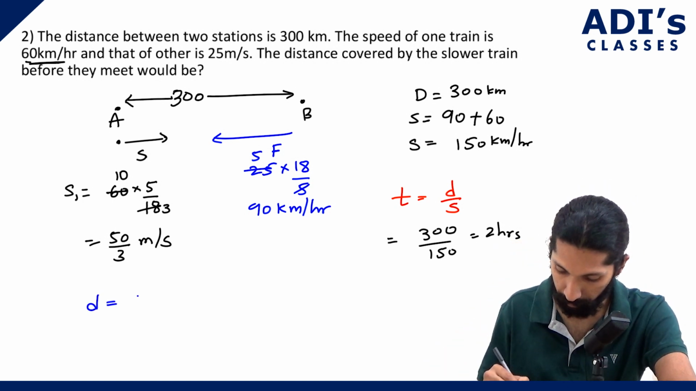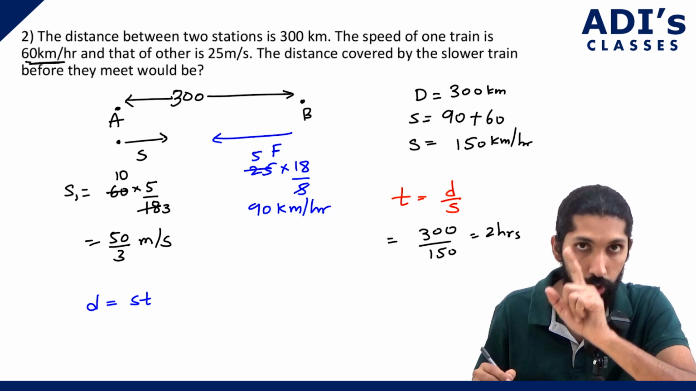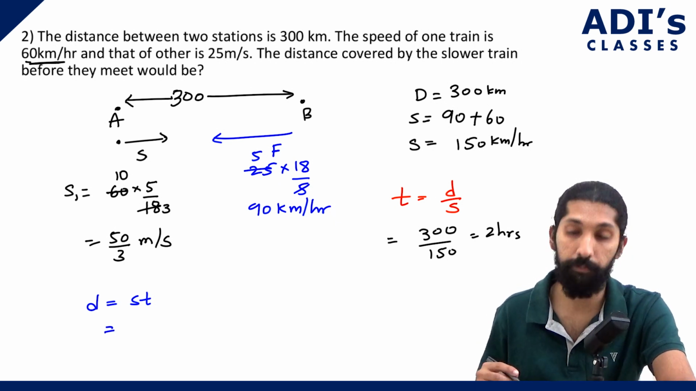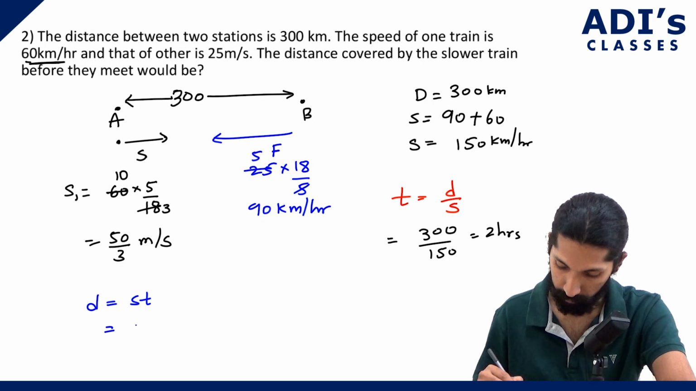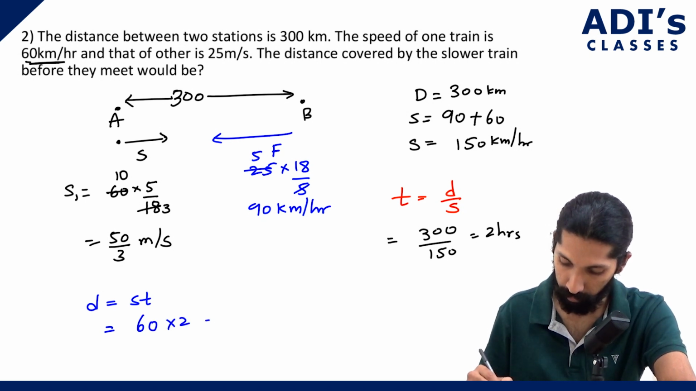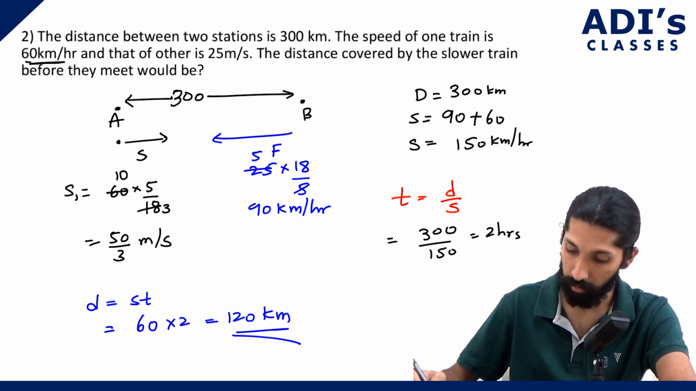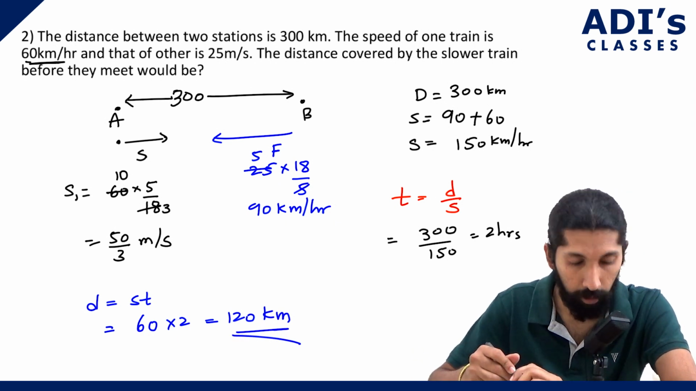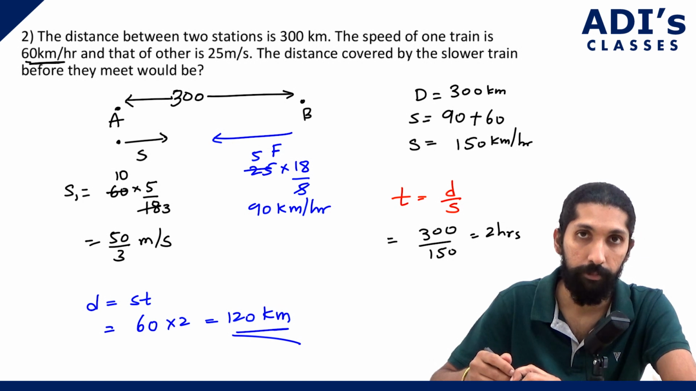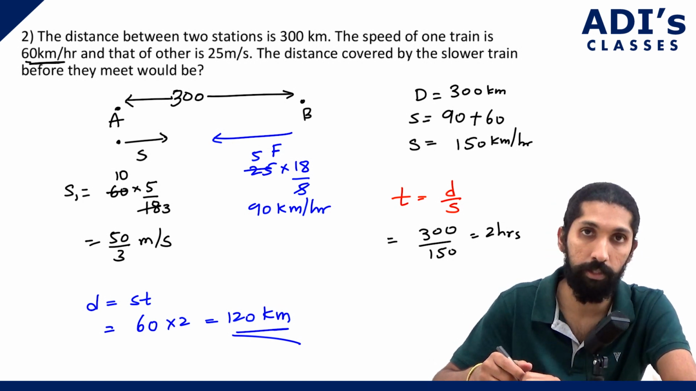We know the speed. Distance is equal to speed into time. For the slower train, we know the speed. Speed is how much? 60 into 2. That's 120 kilometer. So the slower train is going to go for 120 kilometer before it's going to reach. Fine. This is how you need to solve these kind of problems.